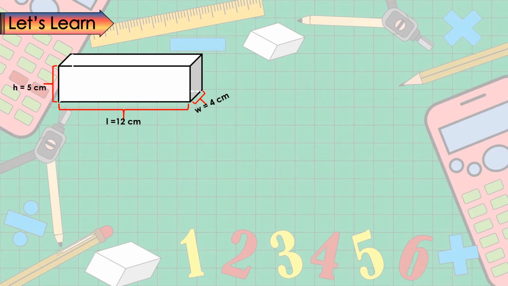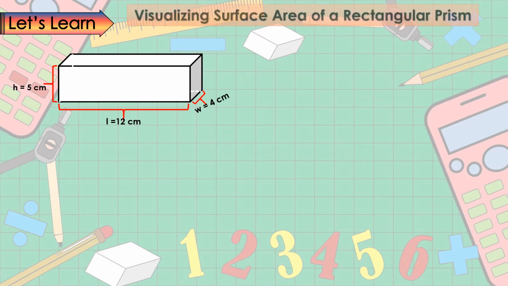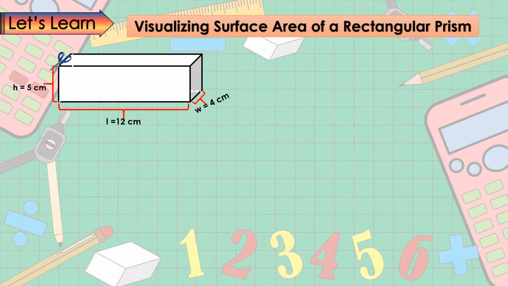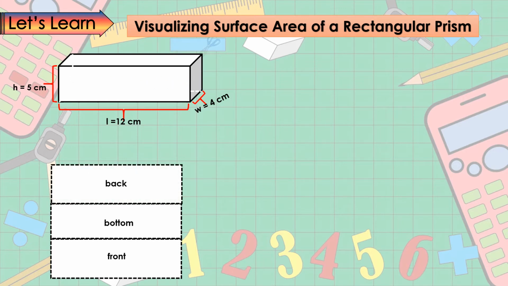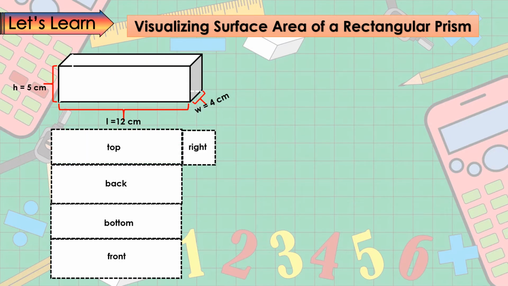Okay, so let's proceed with our second solid figure. And what is this again? Very good. This is a rectangular prism. So we are going to cut it open like what we did on our first solid figure. We are going to cut first the front part, the bottom part, the back, the top, and also the right and the left side.